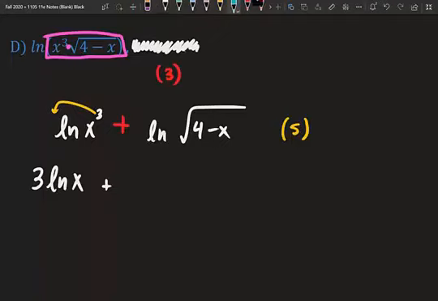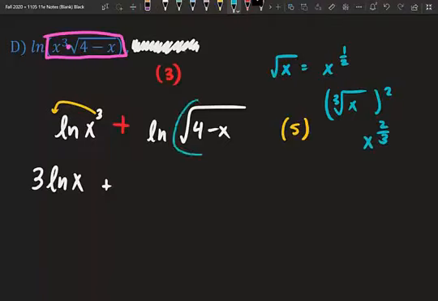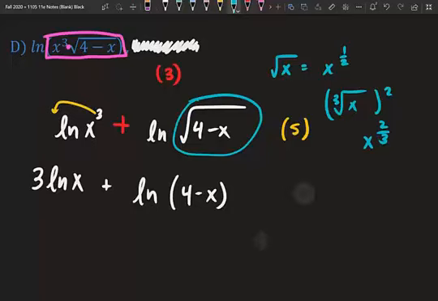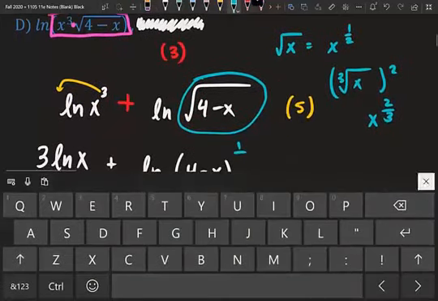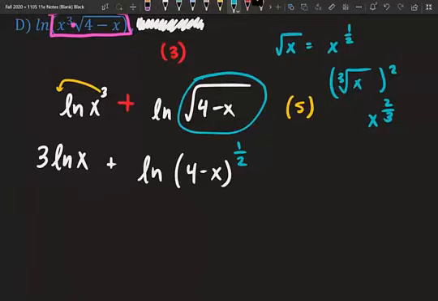As a reminder, do you guys remember that the square root of x is technically x to the power of 1/2? Or let's say we have the cube root of x squared, that's technically x to the power of 2/3. That's what we're talking about when we say express powers as factors. So we need to switch that square root of 4 minus x to have a fraction. So we'll have ln of 4 minus x to the power of 1/2. It's 1/2 because there's a little 2 and always a 1 outside.